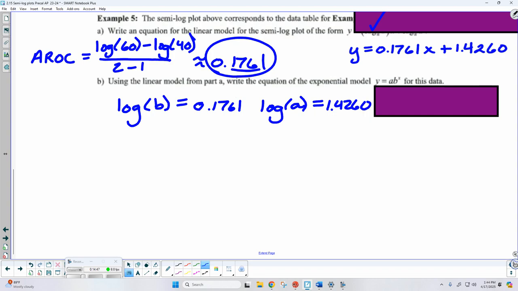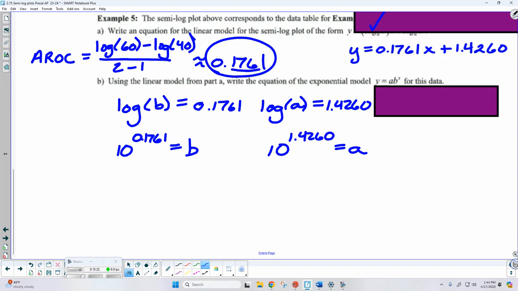Well, does anybody see where I'm going with this? How am I going to solve these in order to find a and b so that I have my exponential? What did we do in 2.13 with the log equation? Let's make it exponential. So for this first one here, I'm going to take base 10, raise it to the power of 0.1761. That's going to give me my base B. Same thing over here, 10 to the 1.4260. That's going to give me my leading scale factor A.